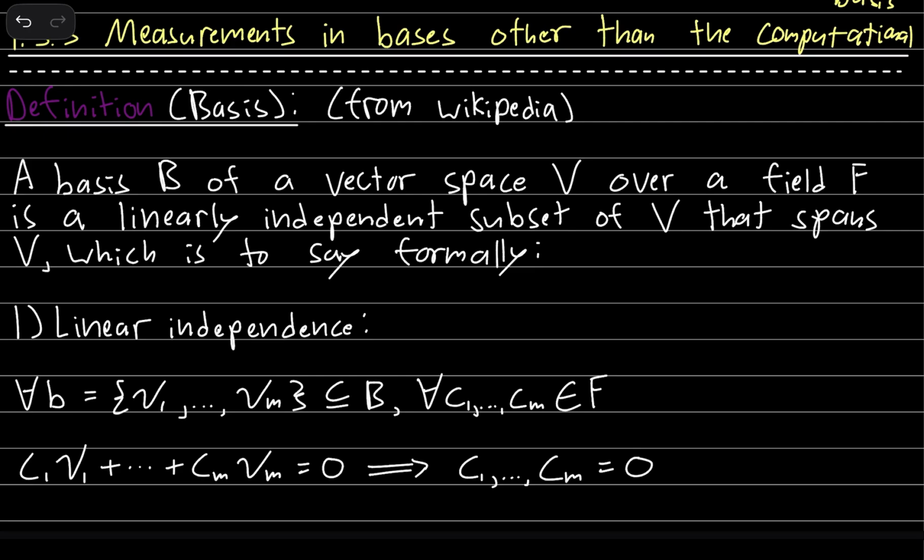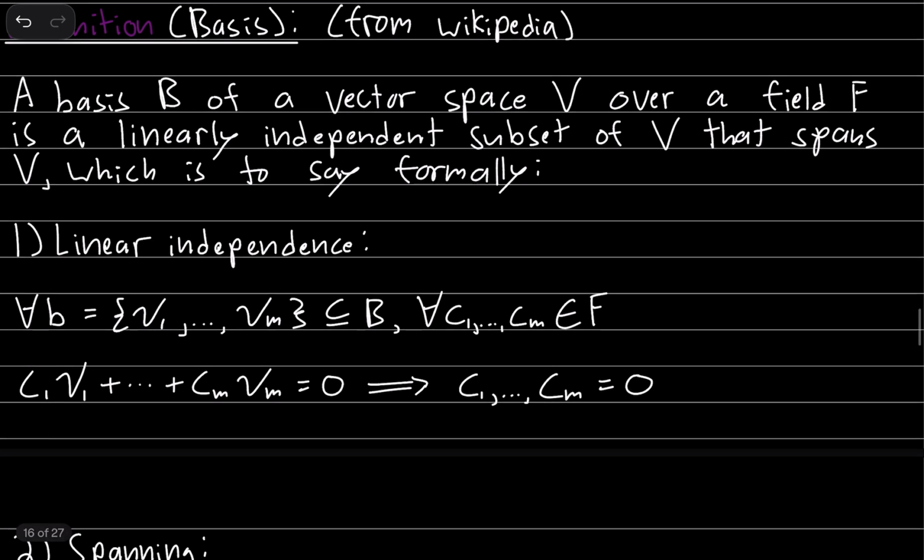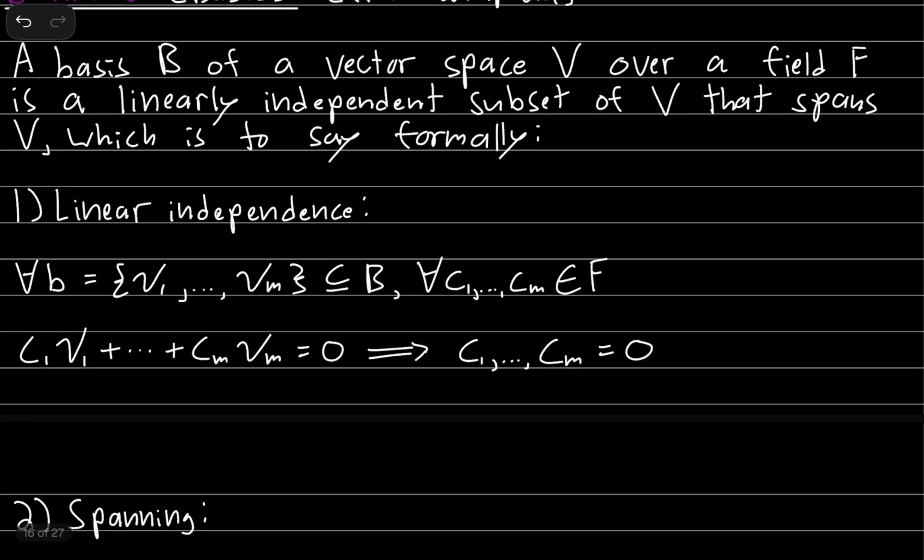A basis B of a vector space V over a field F, so F might be like the complex numbers, is a linearly independent subset of V that spans V. So formally, what does that mean? This basis is linearly independent. So for any subset of basis vectors in this basis and any choice of coefficients in that field, a linear combination of these vectors equating 0 forces these coefficients to be 0.